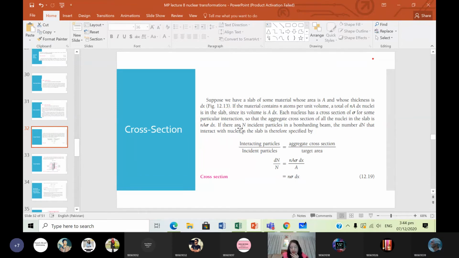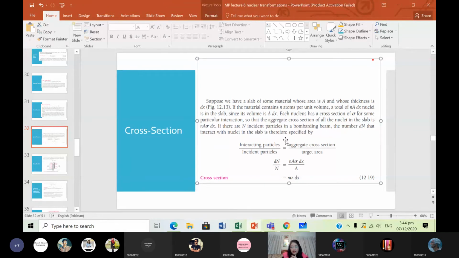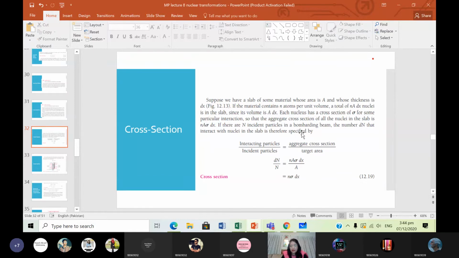Yes, ma'am. If there are N incident particles in a bombarding beam, the number dN that interact with the nuclei in the slab is given by N sigma dx. Where what is sigma over here? Sigma is the cross section for each nucleus of that particular slab, with the nuclei in the slab. So sigma is a cross section of each nucleus in the slab.